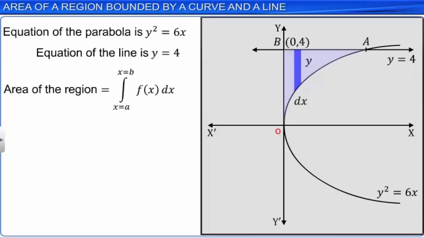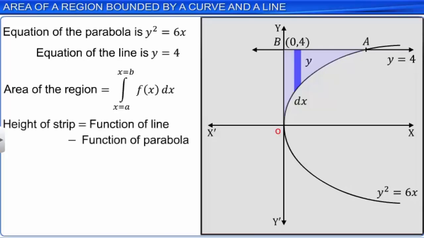The strip extends from the parabola to the line y = 4. The height of this strip is equal to the function of the line y = 4 minus the function of the parabola. This gives f(x) = 4 − √(6x). The area of the shaded region is given by the integral of (4 − √(6x)) dx from x = a to x = b.